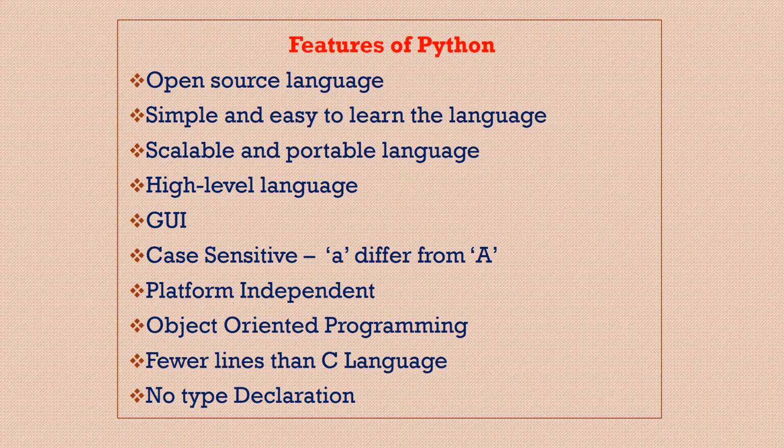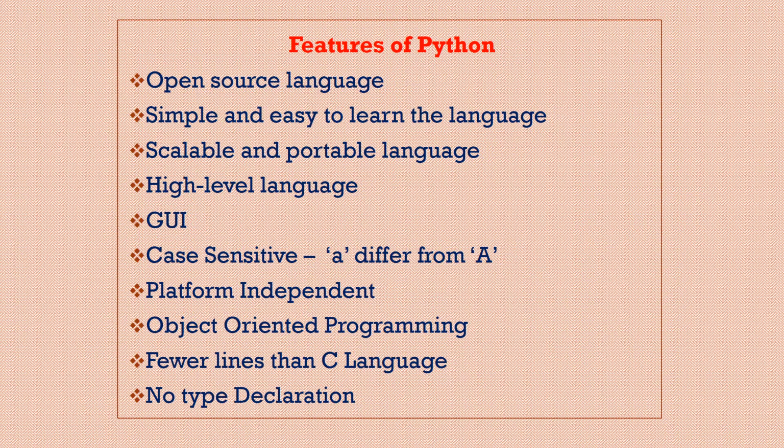Python language is case sensitive. That means capital A is different from a small a, or a in lowercase. Python language is platform independent and supports the concepts of object oriented programming.